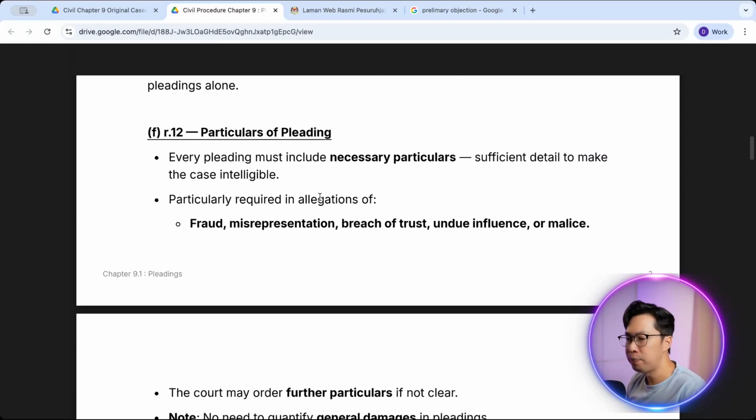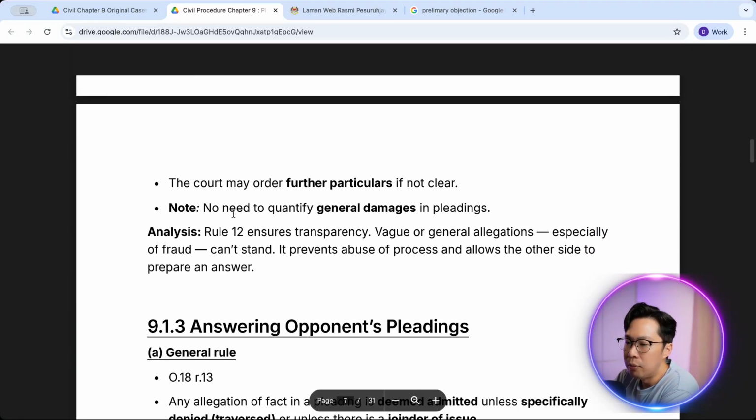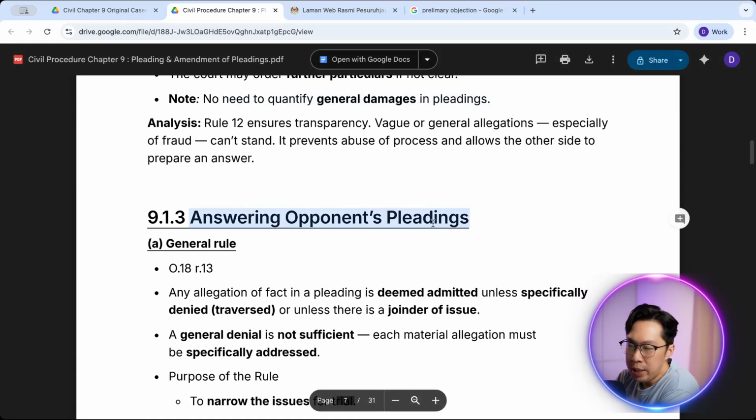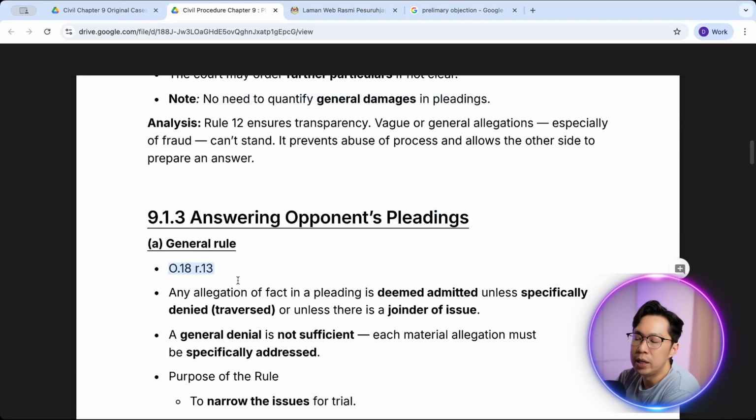And Rule 12, every pleading must include necessary particulars sufficient to make it intelligible. So what is it? Fraud, misrep. Okay, and say no need to quantify general damages. Okay, so answering opponent's pleading, that is under your Order 18 Rule 13, and the keyword I say is traverse.